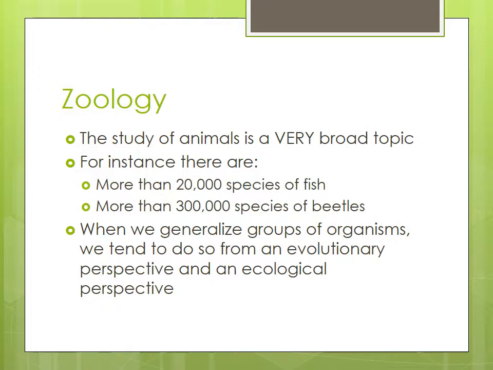And the reason for that is animals are very diverse. For instance, there's more than 20,000 different species of fish. There's more than 300,000 species of beetles. When we generalize groups of organisms, we tend to do so from an evolutionary perspective and from an ecology perspective. So we're going to spend the next couple slides talking about that.